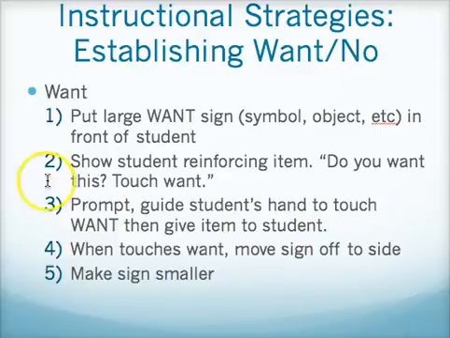Next, you're going to show that student a highly reinforcing item. So let's say the example we're going to use in class is going to be some chocolate, right? Most students are very motivated by chocolate. I'm motivated by chocolate. You guys probably are too. So we have a want sign in front of the student. We show them a piece of chocolate, and then we ask the question, do you want this? And immediately prompt them to touch want.